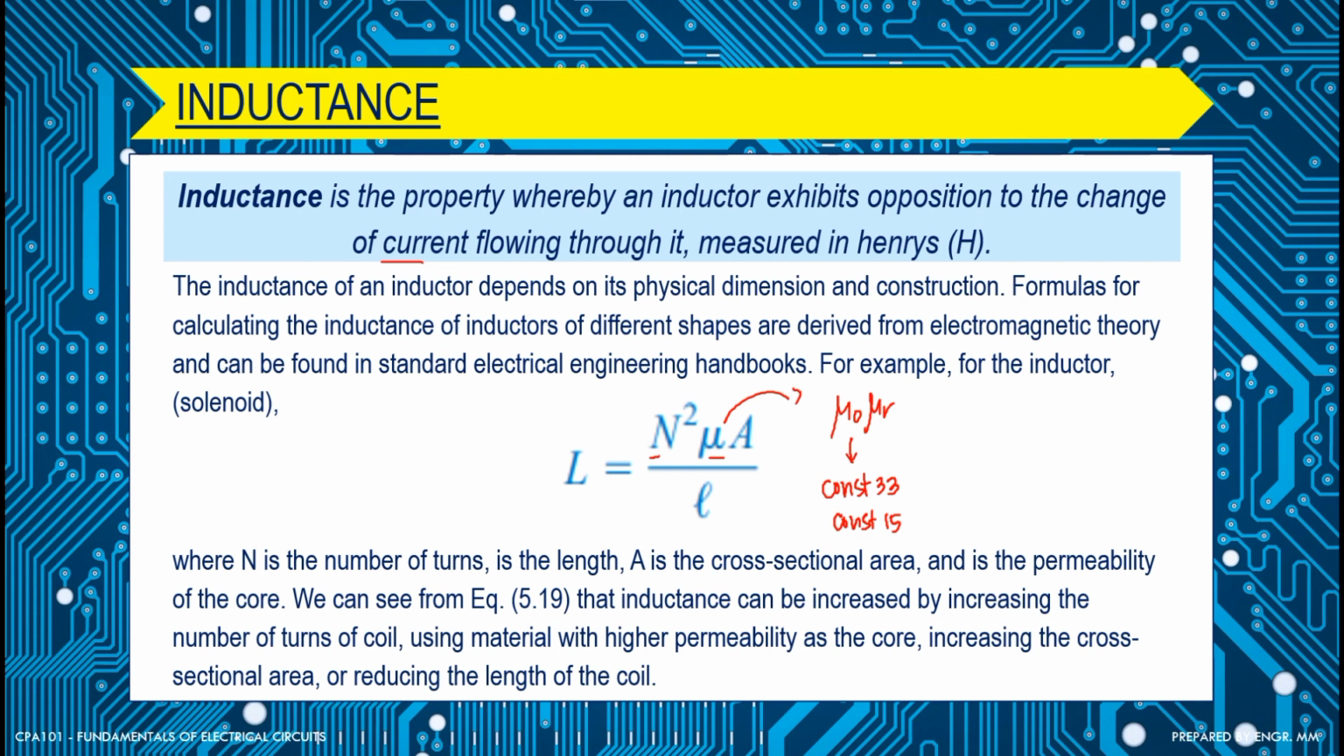Then we can see from this equation that inductance can be increased by increasing the parameters in our numerator, like increasing the number of turns, the cross-sectional area, and choosing a material with higher permeability as the core, or of course reducing the length of the coil.